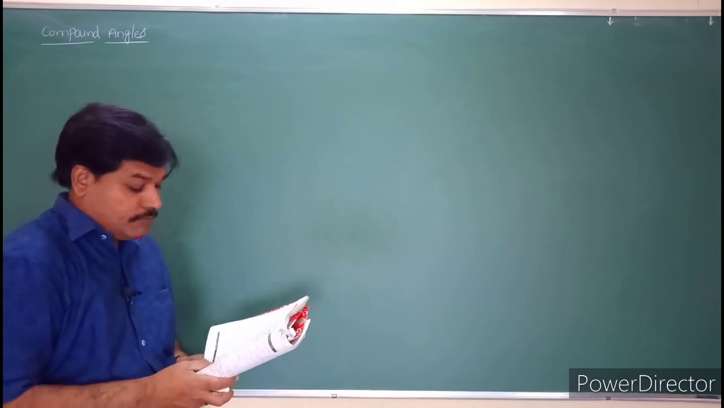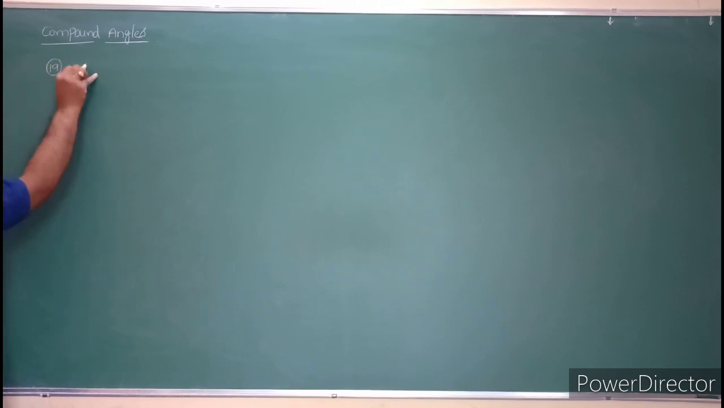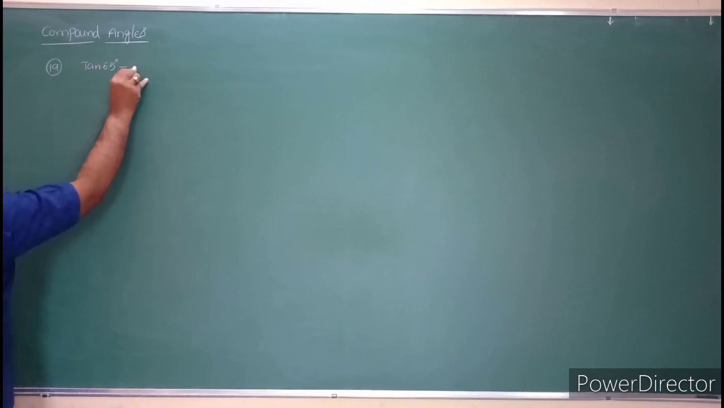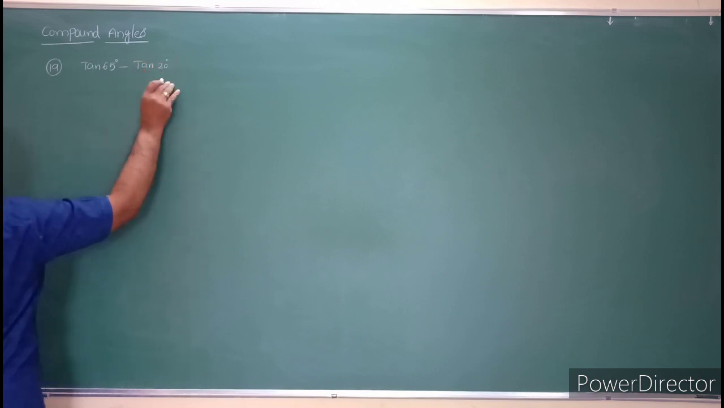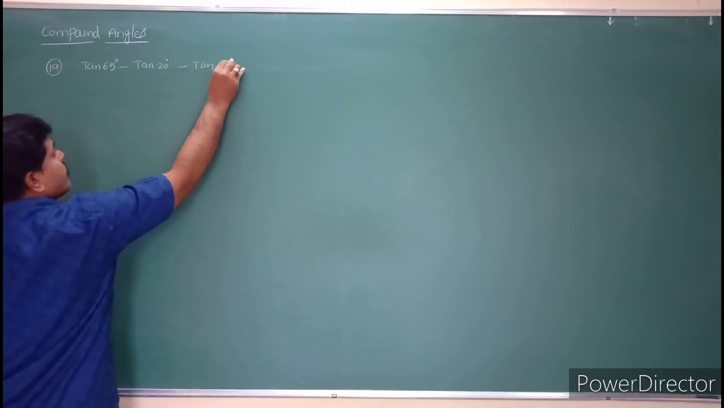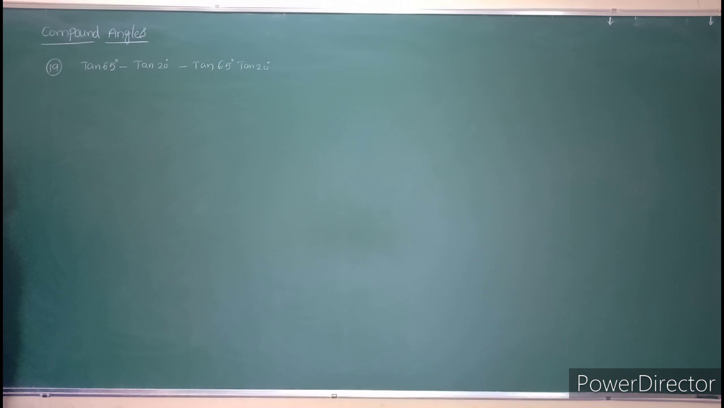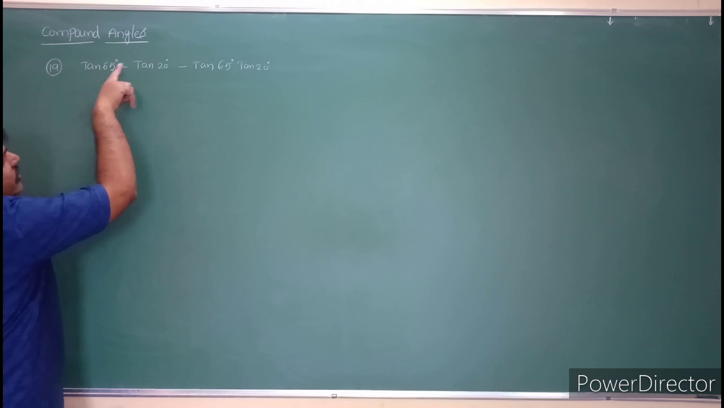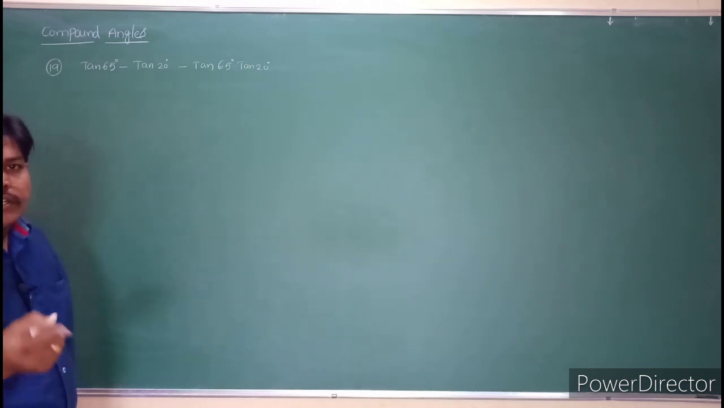So see the next question. Tan 65 minus tan 20 degrees minus tan 65 degrees into tan 20 degrees. So tan 65 minus tan 20. We have to take 65 minus 20, which is nothing but 45 degrees. So you have to take this type of problems.